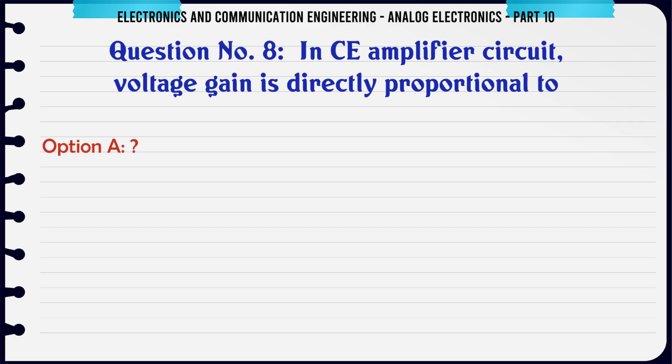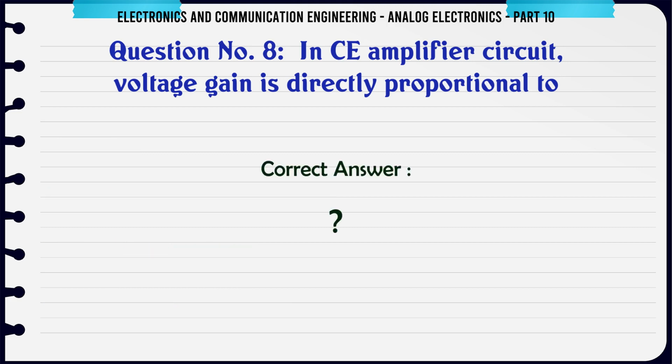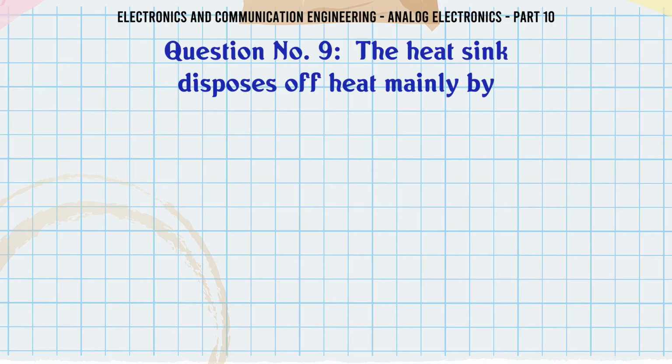In a CE amplifier circuit, voltage gain is directly proportional to: A. ..., B. collector supply voltage, C. base resistance, D. none of the above. The correct answer is none of the above. The heat sink disposes of heat mainly by: A.